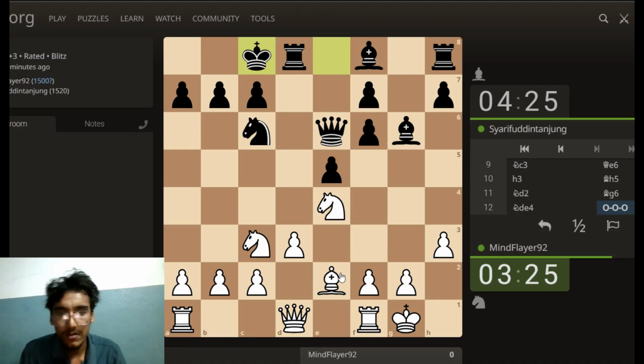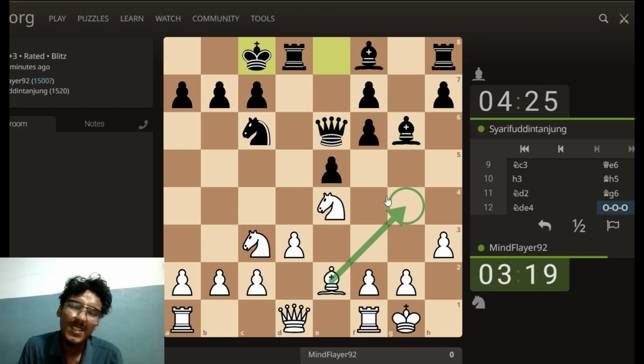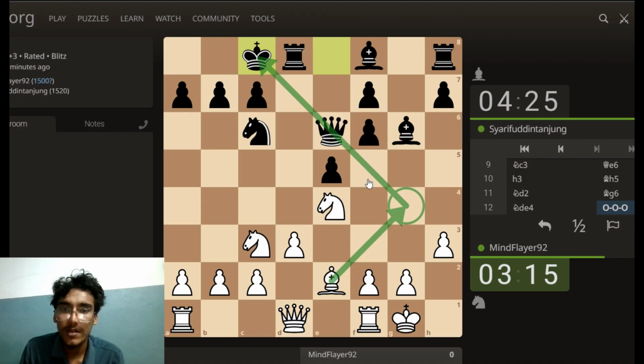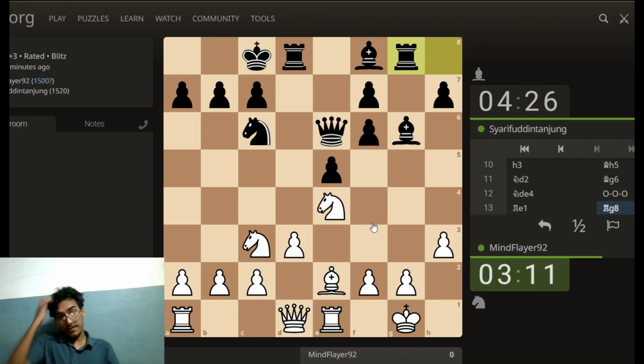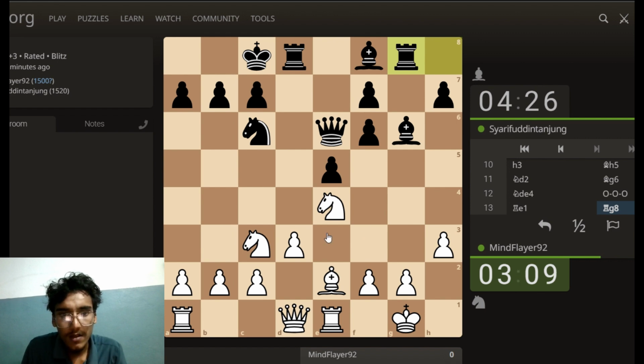Not bad. So if I go there, there is bishop g4, but so that I could attack this one, but he will just block from here. So what should I do? Let me just simply develop my other piece. He's playing good.